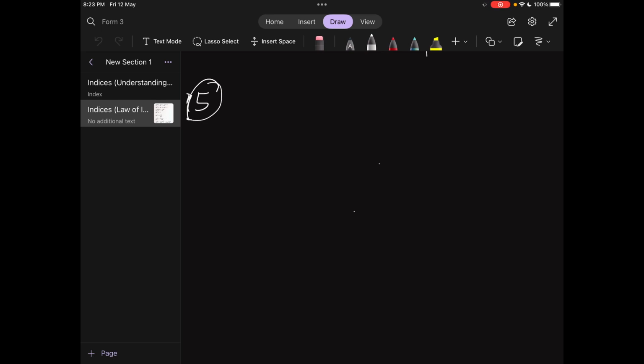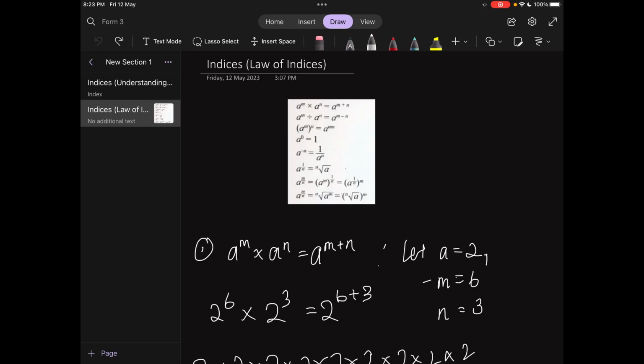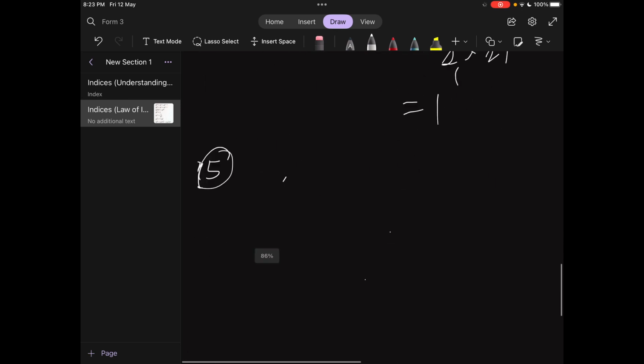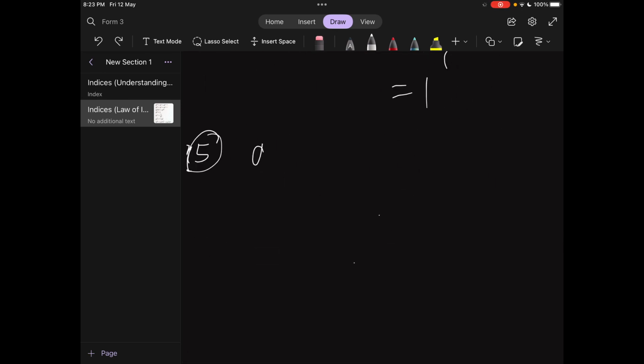So when we say a to the power of negative 1, yes, the power is negative, but it does not mean that a becomes negative. No. When it is a to the power of negative 1, we will write it down as 1 over a to the power of 1. Let that sink in.